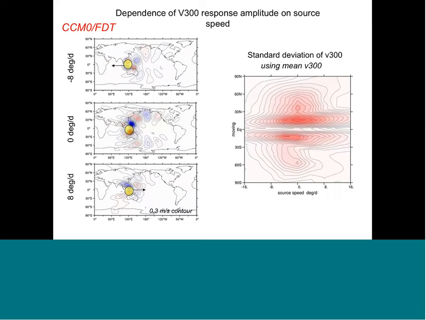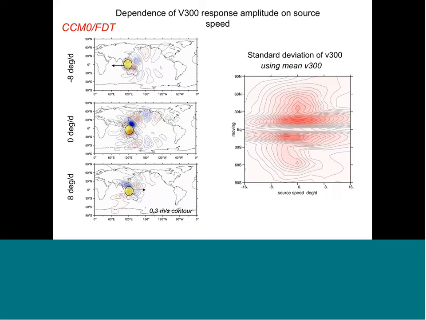Okay, so the right panel on this is just summarizing figures like on the left, and it's showing the amplitude as a function of latitude, which is the y-axis, and as a function of the speed that the source is moving. On the left part of the diagram, the source is moving towards the west very rapidly. In the center, it's steady. On the right, it's moving towards the east very rapidly. The point is that you're getting the strongest mid-latitude response when the source is either steady or moving somewhat towards the west. But the amplitude of the response is highly dependent on how fast the source is moving.